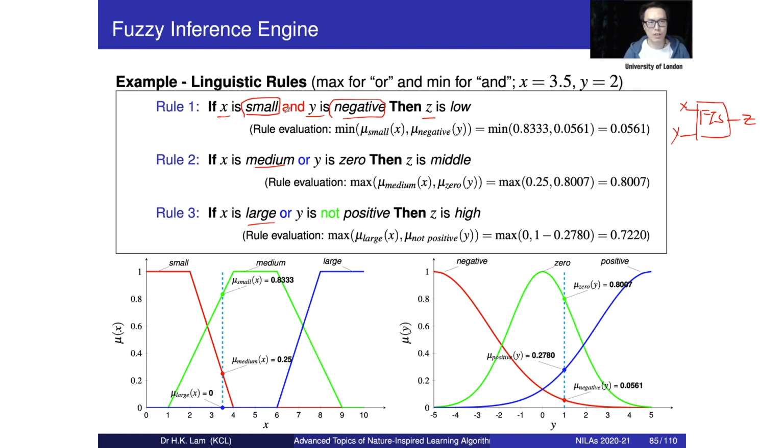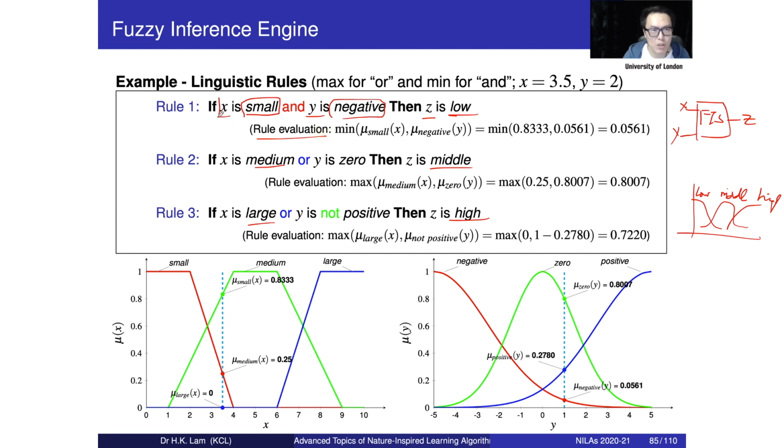In rule 1, x is small, y is negative, and then z is low. That means we are talking about another membership function for the output: low, medium, and high. I do not put it right here, but we can have low, middle, and high for the output membership function. Now, anyway, I'm going to show you the rule evaluation for the first rule.